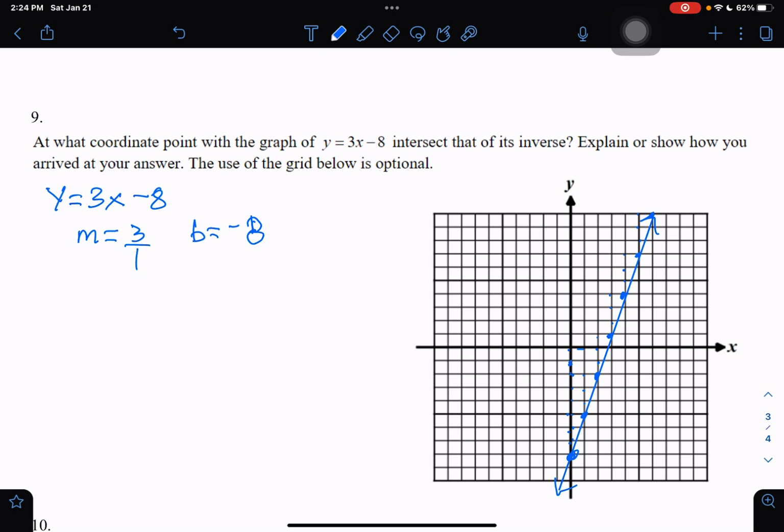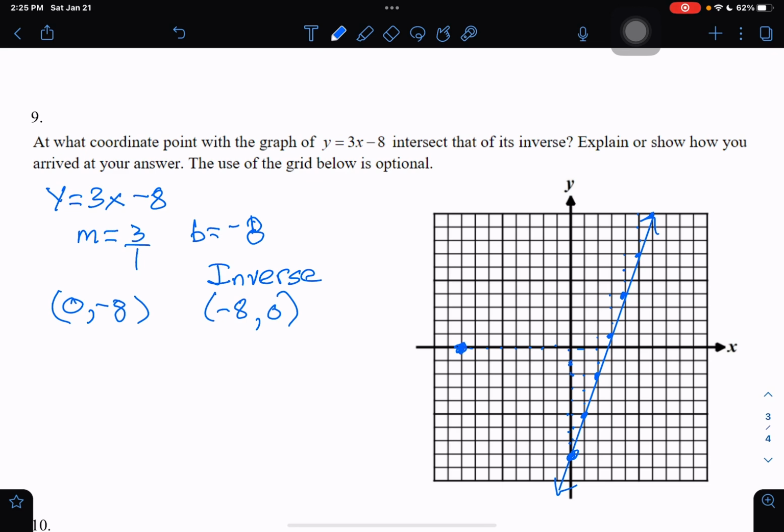Okay, now I'm going to take each one of these points. A couple of points that are interesting, right? The y-intercept is 0, negative 8. So the inverse is going to be negative 8, 0, which actually becomes the x-intercept. Negative 1, negative 2, negative 3, negative 4, negative 5, negative 6, negative 7, negative 8.